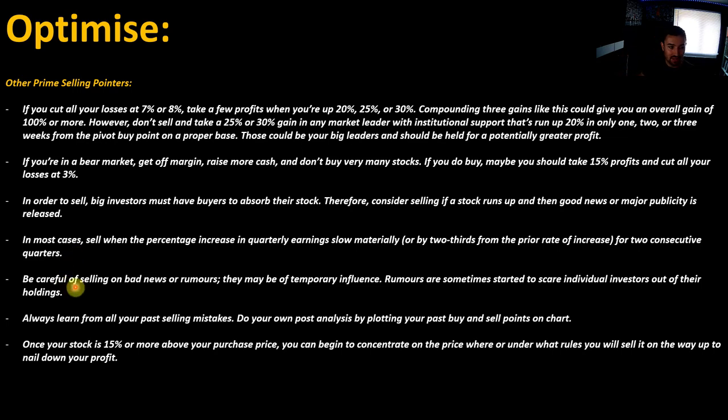Be careful of selling on bad news or rumors that may be of temporary influence. Rumors are sometimes started to scare individual investors out of their holdings. Always learn from all your past selling mistakes. Do your own post analysis by plotting your past buy and sell points on a chart. Once your stock is 15% or more above your purchase price, you can begin to concentrate on the price, where or under what rules you will sell it on the way up to nail down your profit. So again, thinking about the sell rules, working it through.